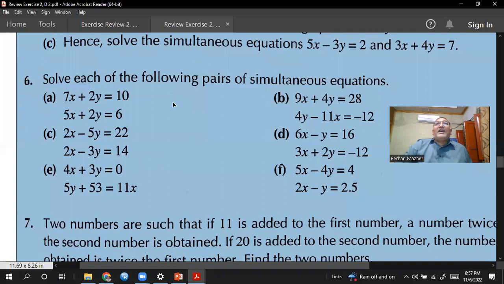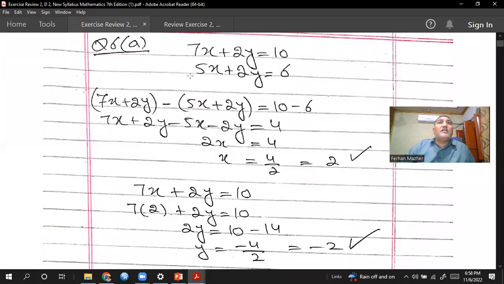Okay, so the B part is 9x plus 4y equals 28, and 4y minus 11x equals minus 12. Here you can see the coefficient of y is 4 in both, so they have the same coefficient. And you know that we can find the value of x by simply subtracting equation number 2 from equation number 1, and automatically you will find it.